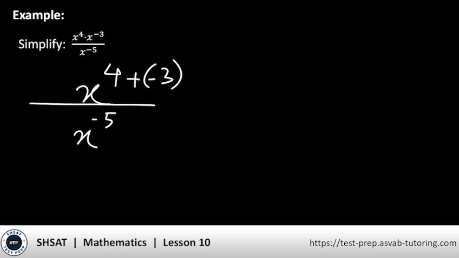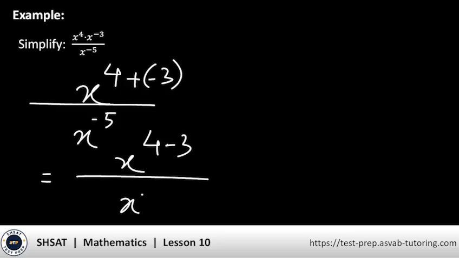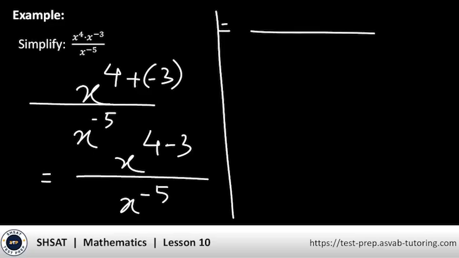So now, if we simplify the numerator, that is x to the power of 4 plus minus 3, that's 4 minus 3, right? Keeping this the same, let's just do the rest here. So x to the power of 4 minus 3 is 1. It's just x to the power 1, right? You can write the 1 or you can skip it, it doesn't matter. And then you have x to the power minus 5 here.